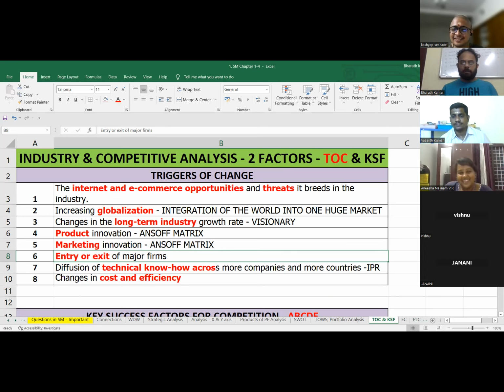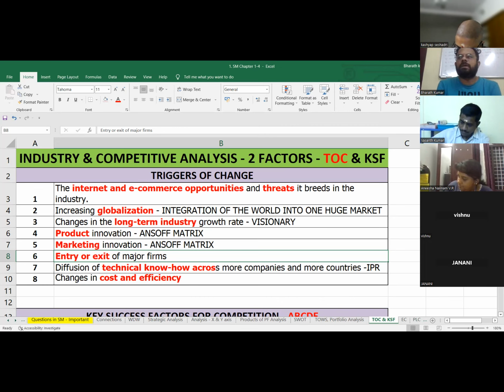Okay. So what I'm talking about is product innovation. You are in the same place changing the product. You are going to different places, but same product, that is market innovation. So when you write product innovation, hyphen write Ansoff matrix. When you write market innovation, hyphen write Ansoff matrix, so that you can connect it there. How many points told? 5. 5, right? Market innovation finished? 5. 6th point. Entry or exit of major firms.